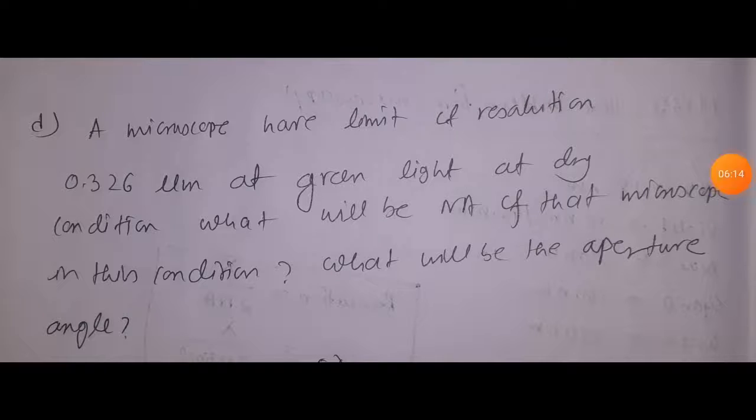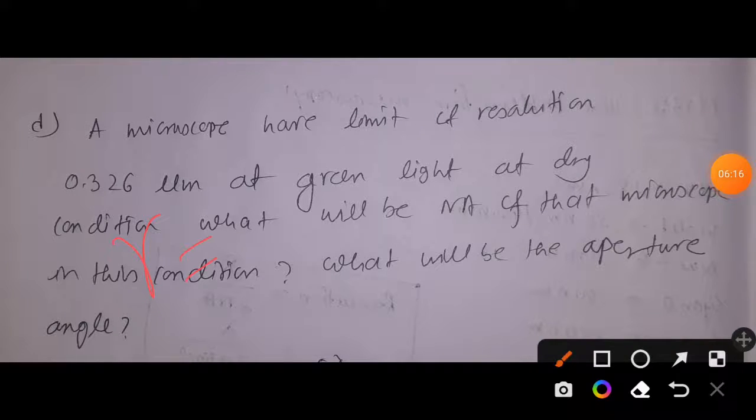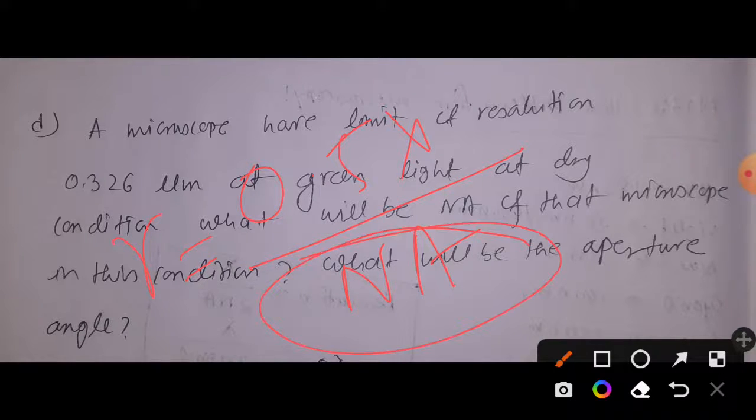That means here we will take the formula R equals 0.5 lambda over NA, right? So by simply putting all the things that we have, 0.326. I will recommend you to convert it into meter, then it will be helpful to you. And also convert 550 nanometer into 550 times 10 to the power minus 9 meter, and then solve the equation, you will get the value of numerical aperture.